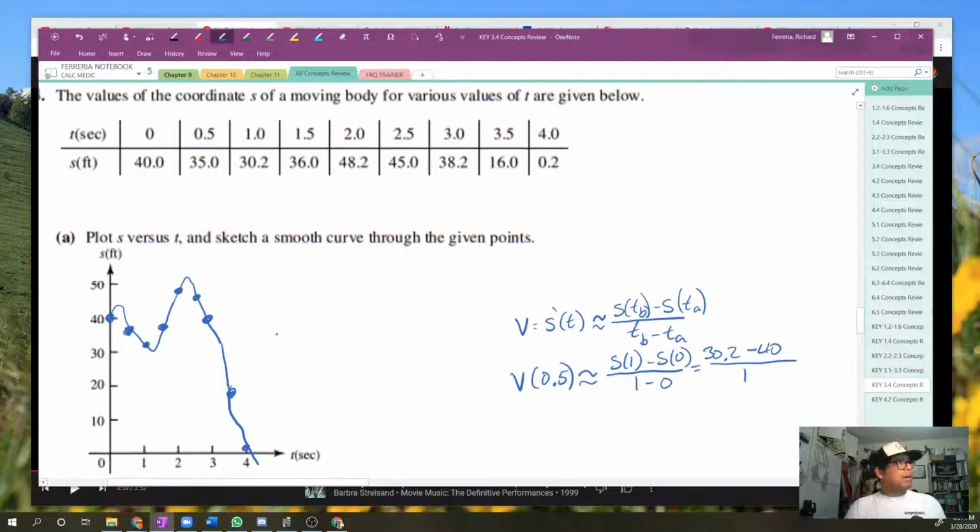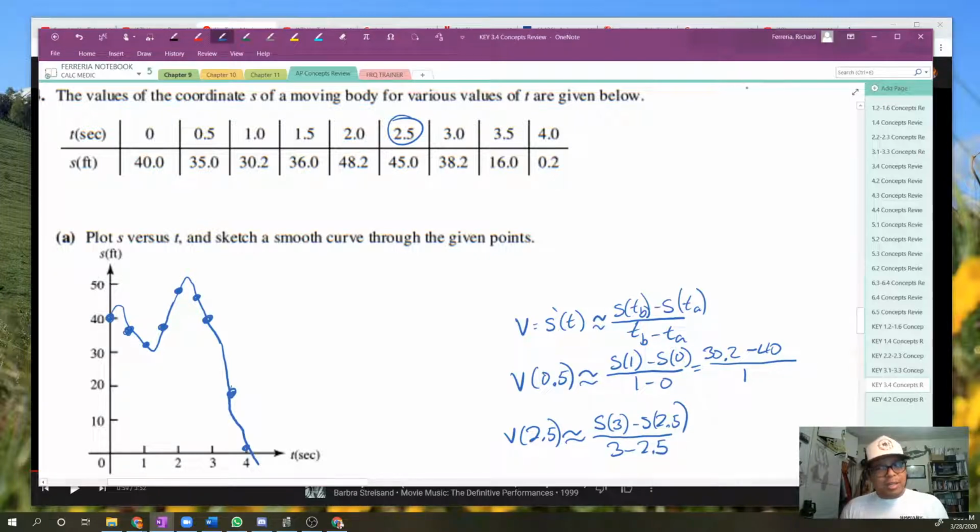How about at 2.5? Okay, at 2.5, that's right here in the chart. So if I wanted to estimate that one, use any 2 points that are near that. I'm going to use 3.0 and 2.5. There's no rule that says I can't use those 2 points. So this is going to be s at 3 minus s at 2.5 over 3 minus 2.5.